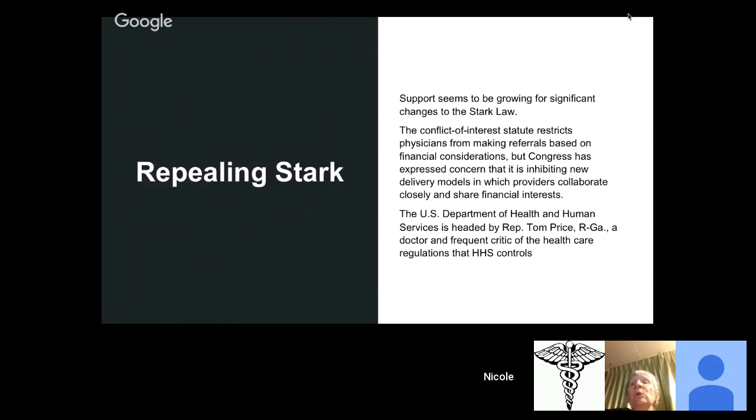Repealing Stark. Support seems to be growing for significant changes to the Stark law. The conflict of interest statute restricts physicians from making referrals based on financial considerations. But Congress has expressed concern that it is inhibiting new delivery models in which providers collaborate closely and share financial interests. The United States Department of Health and Human Services is now headed by Representative Tom Price, a Republican from Georgia. He is a doctor and a frequent critic of healthcare regulations that HHS controls.